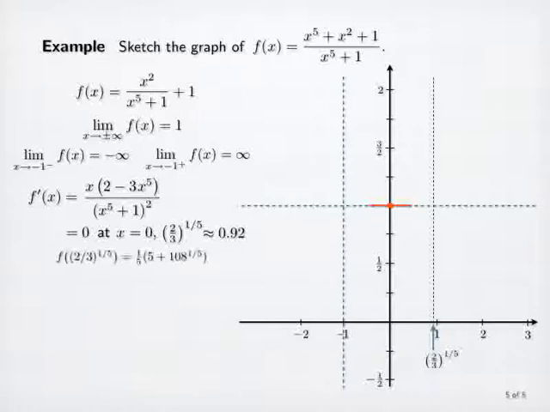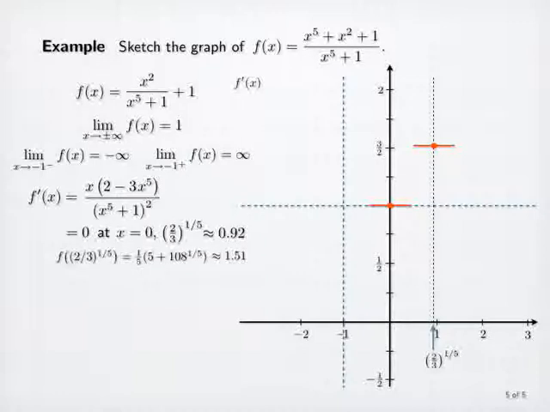The value at the fifth root of 2/3 is approximately 1.51, so let's plot the resulting point and indicate that there's a horizontal tangent there. Now let's think about the sign of f prime of x.